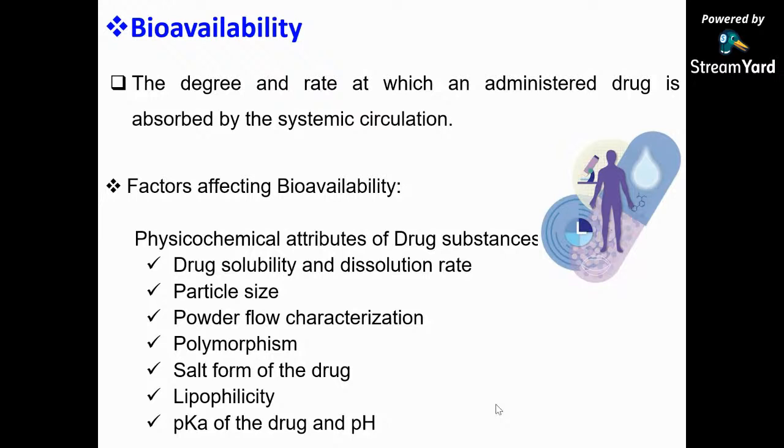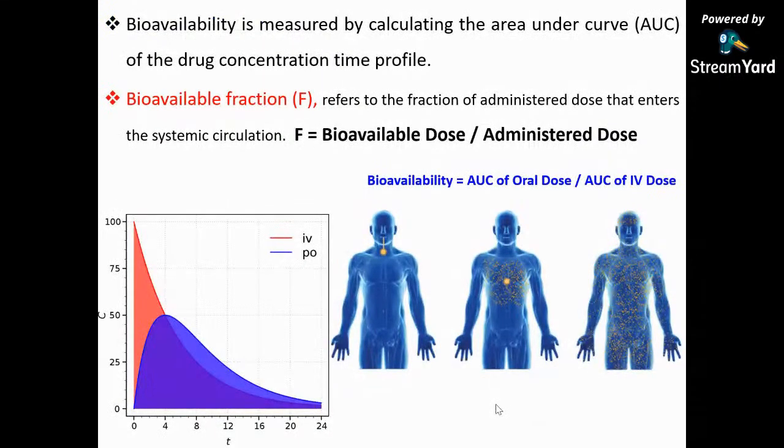And some other important parameters or attributes are the particle size, the powder flow characterization, polymorphism, salt form of the drug, lipophilicity, and pKa of the drug and pH. So these are the various factors that affect bioavailability. And this is measured by calculating the area under curve of the drug concentration time profile. As we can see below, bioavailability fraction, that is F, refers to the fraction of administered dose that enters into the systemic circulation, and this fraction is a ratio of the available dose versus the administered dose.